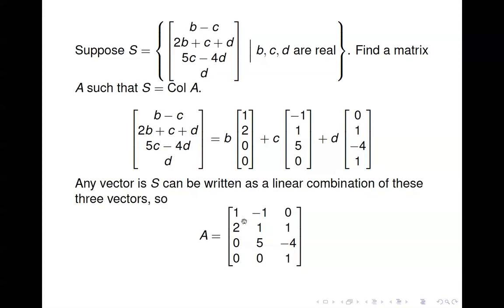So if we put those vectors into a matrix, then we can say that anything in S is a linear combination of the columns of A, and so S is equal to the column space of A.